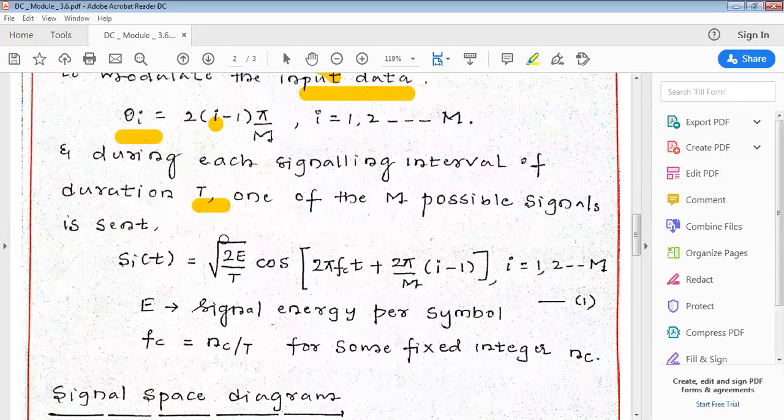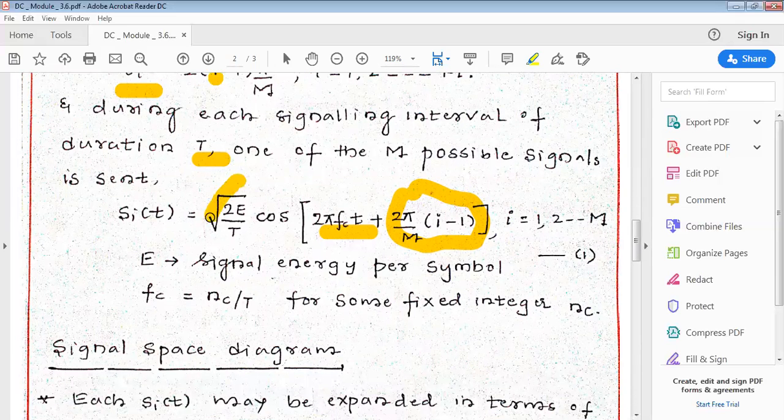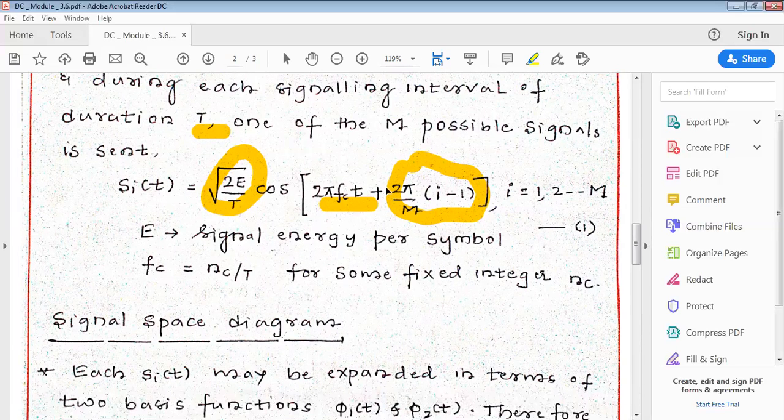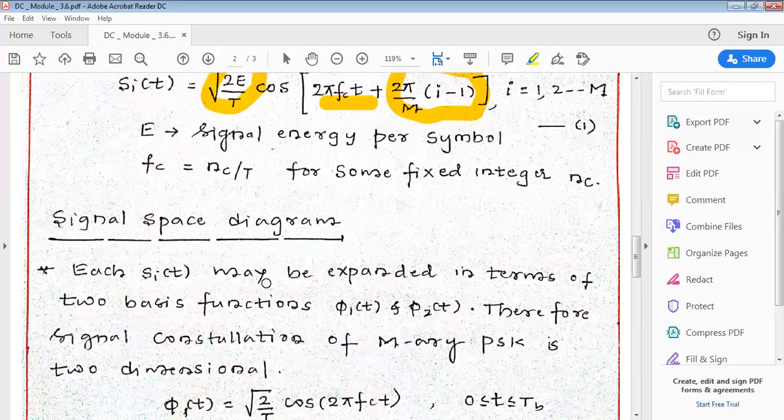Which is given by square root of 2E by T cos 2 pi fc t, and the phase is denoted by 2 pi divided by M times (i minus 1), where i is equal to 1 to M, right? Here the square root of 2E by T corresponds to the amplitude of the carrier. E is the signal energy per symbol, and your carrier frequency fc should be nc times 1 divided by T, where 1 by T is the frequency of the digital data, right?